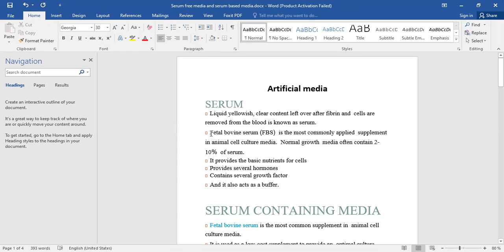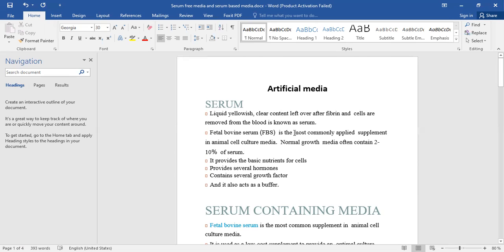Okay, what is the serum? Serum is the liquid yellowish part of the blood, which is isolated from the blood in the coagulant form. This serum is left over after fibrin and cells are removed from the blood, and what remains is the serum. The most used serum is the fetal bovine serum, which is used for the growth of animal cells in the animal cell culture media.